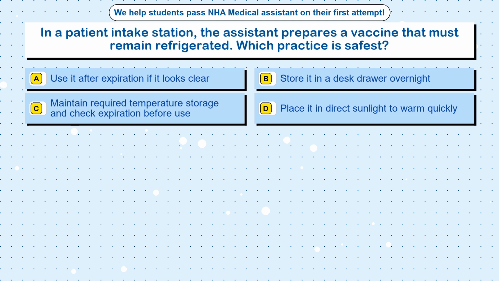Question 1. In a patient intake station, the assistant prepares a vaccine that must remain refrigerated. Which practice is safest? Option A. Use it after expiration if it looks clear. Option B. Store it in a desk drawer overnight. Option C. Maintain required temperature storage and check expiration before use. Option D. Place it in direct sunlight to warm quickly.